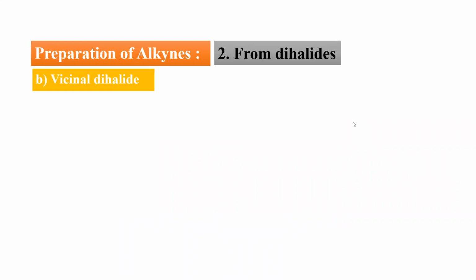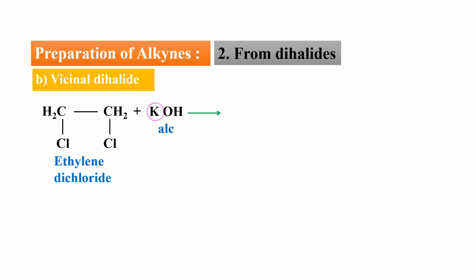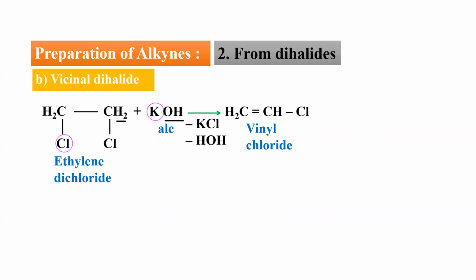The second one is using vicinal dihalide. So we have understood that vicinal dihalides are dihalides where the halogens are attached to adjacent carbon atoms. The same mechanism: using alcoholic KOH, potassium will take away halogen to go out as KCl. One of the beta hydrogens will go out with OH as water, giving us vinyl chloride.